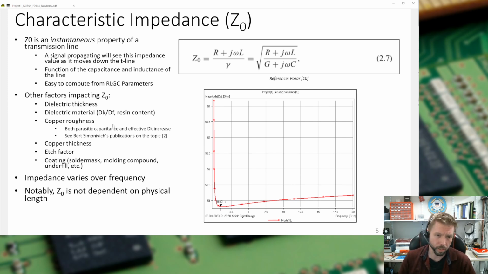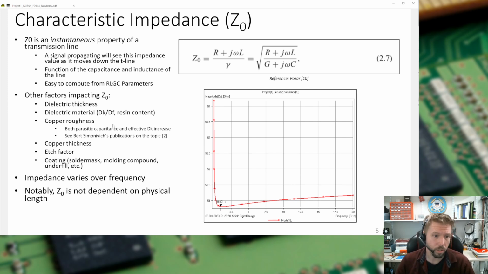So the dielectric thickness has a major impact. The dielectric material, which has its Dk or Df, also known as permittivity and loss tangent. This is driven by things like the resin content, the glass content, if it's a FR4 fiberglass weave or whatever other material might be used.